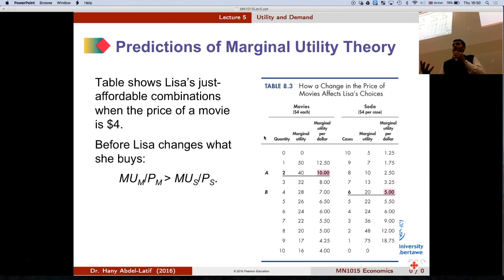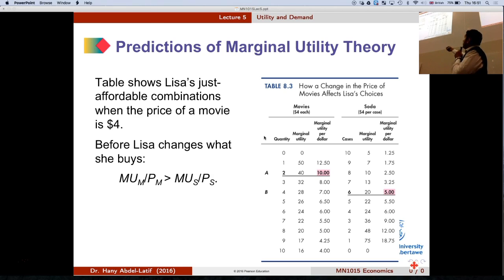So that's the idea. This type of analysis, as we said, if we assume we can measure utility, still can help us to understand how you make choices, and also how you can predict the consumer's behavior if there's a change in the price. So now the question is what she should do. Now the marginal utility per dollar for movies is greater than the marginal utility per dollar for soda. So what should she do?